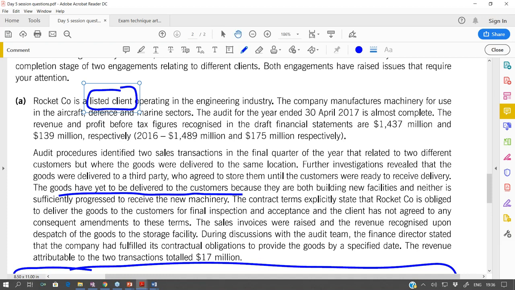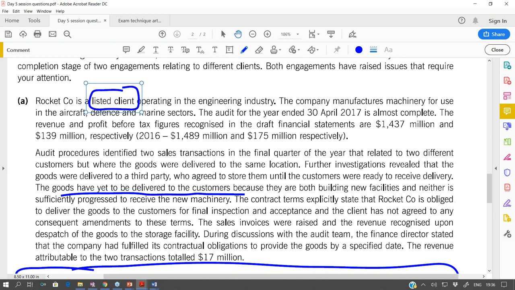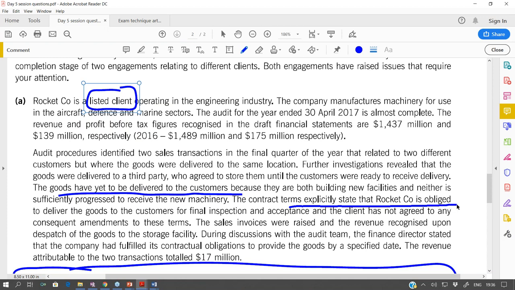So what is the contractual term? The contractual term says that Rocket Company is obliged to deliver goods to the customer for final inspection and acceptance. And has there been any change to these contractual terms? The examiner is saying there has not been any change. So when should we recognize revenue? When they have been delivered and when the customer has finally inspected them. Then only the performance obligation will be met.